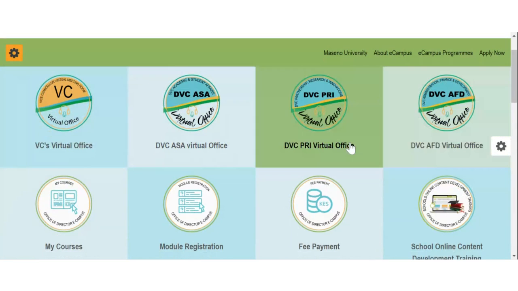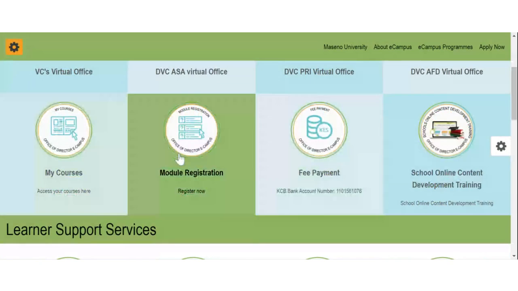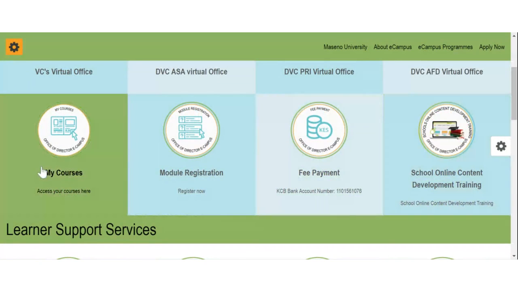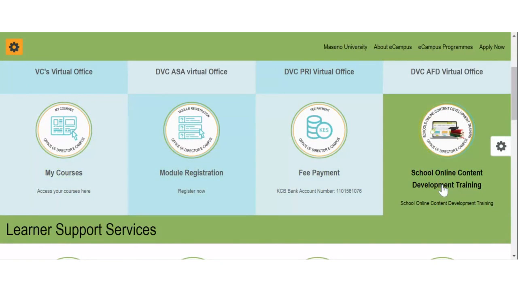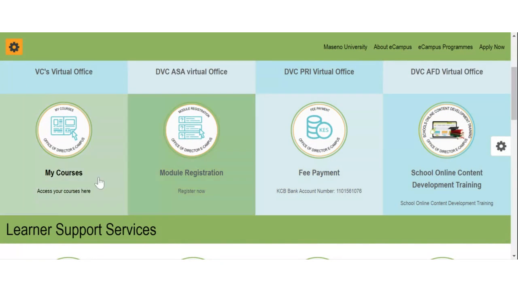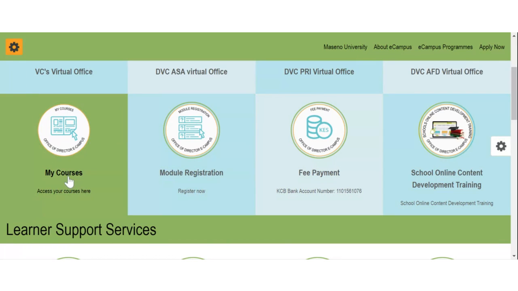And then we have quick links. Whatever you're able to see, my courses, module registration, fee payment, and online content development training. These we refer to as quick links. So anytime we are running activities at the eCampus, we want to make it easy for participants to access the areas that they are going to be working on. And these are the key areas people usually access a lot.